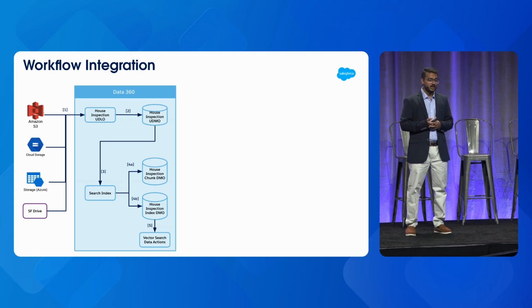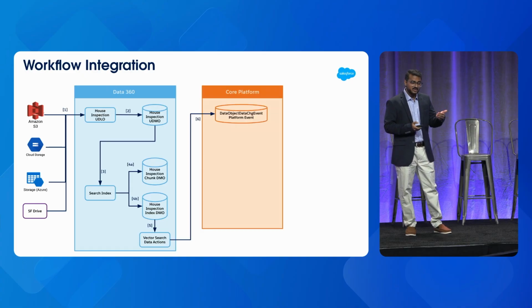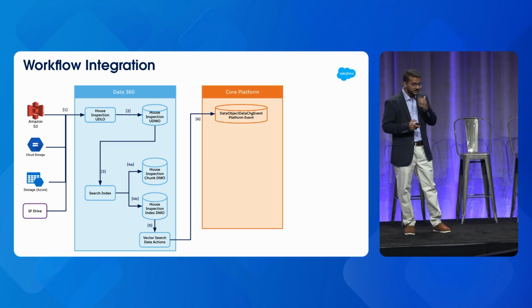Then we create something called vector search data actions on your search index. So here's what's going to happen, right? Data actions is going to fire something called a platform event. In this case, it's a data object data change event. It is going to fire one event for every document that is coming in.